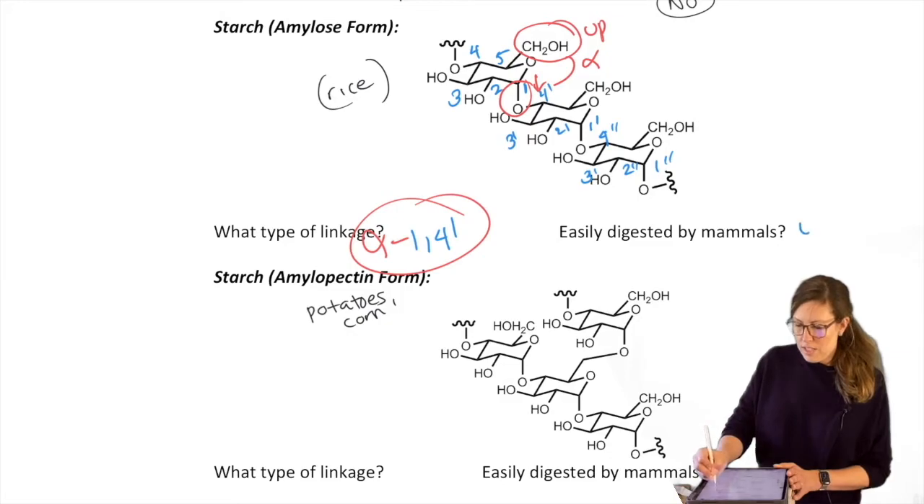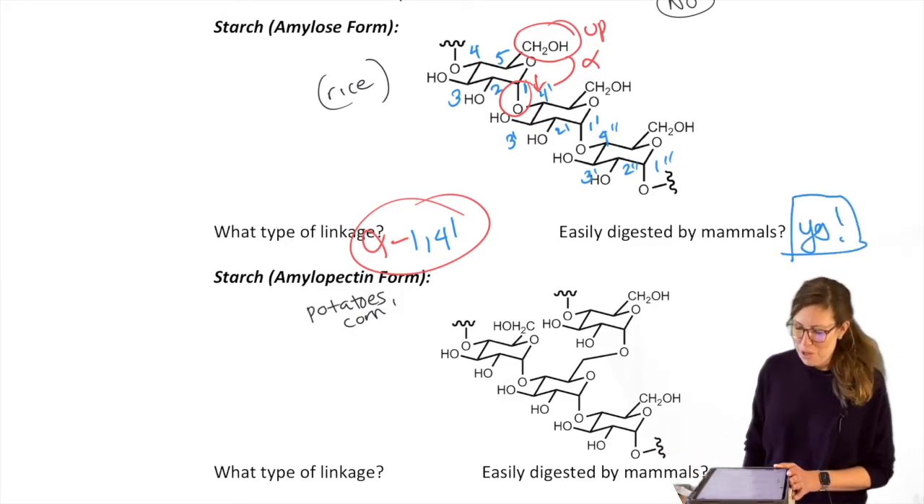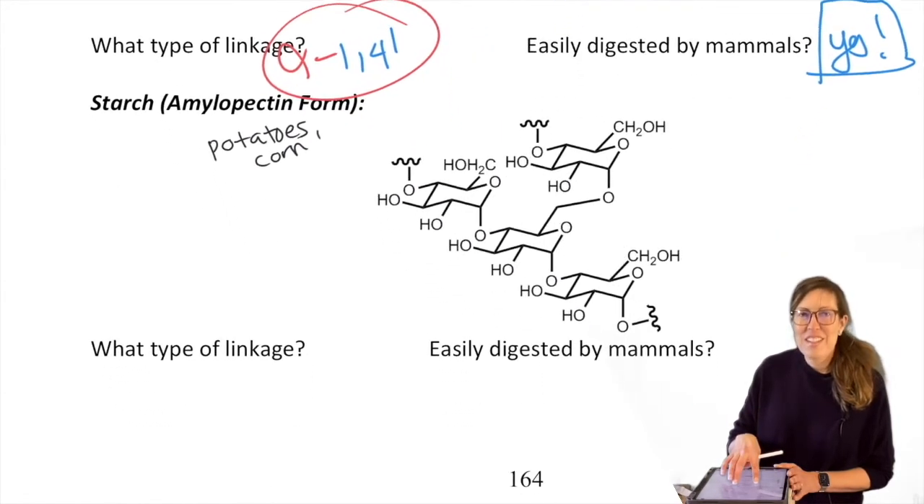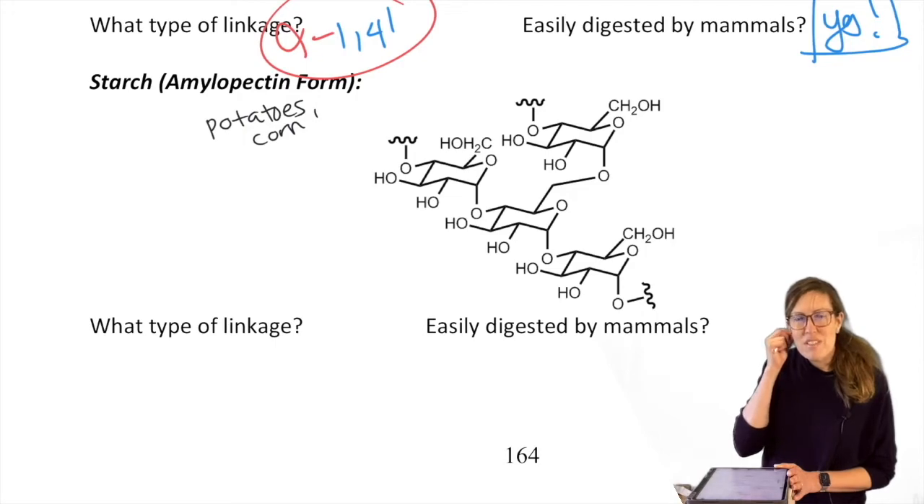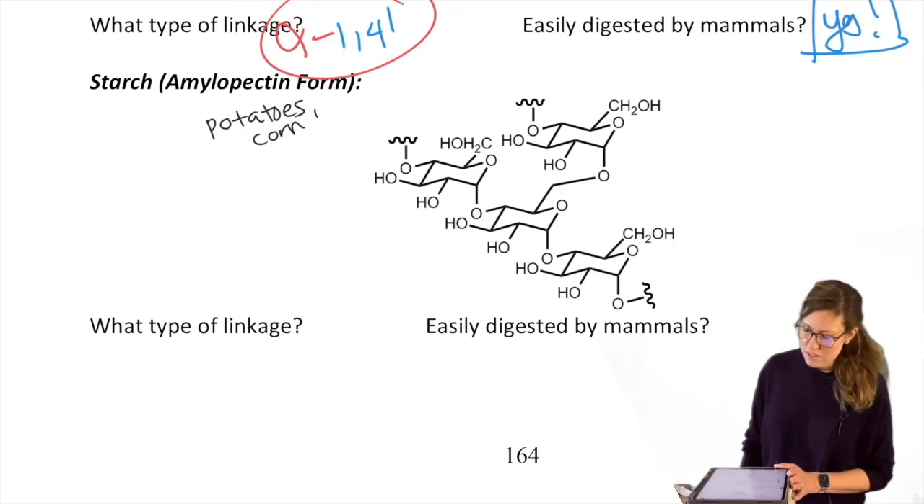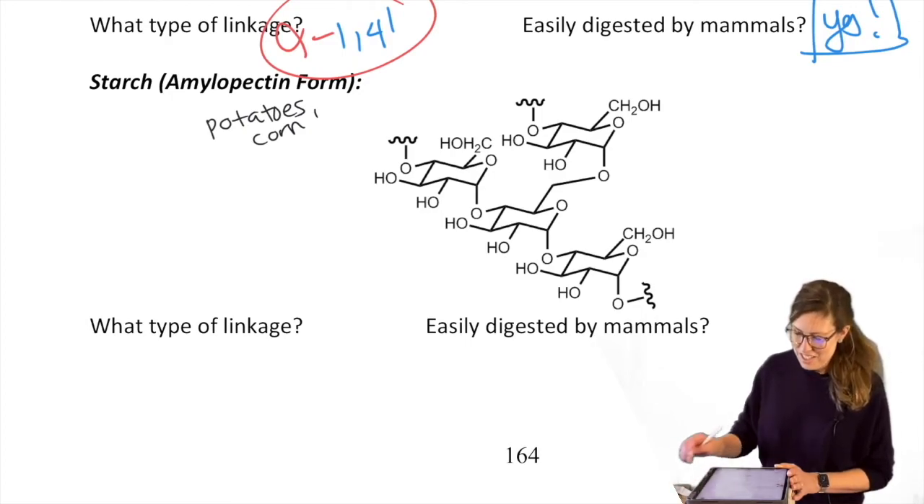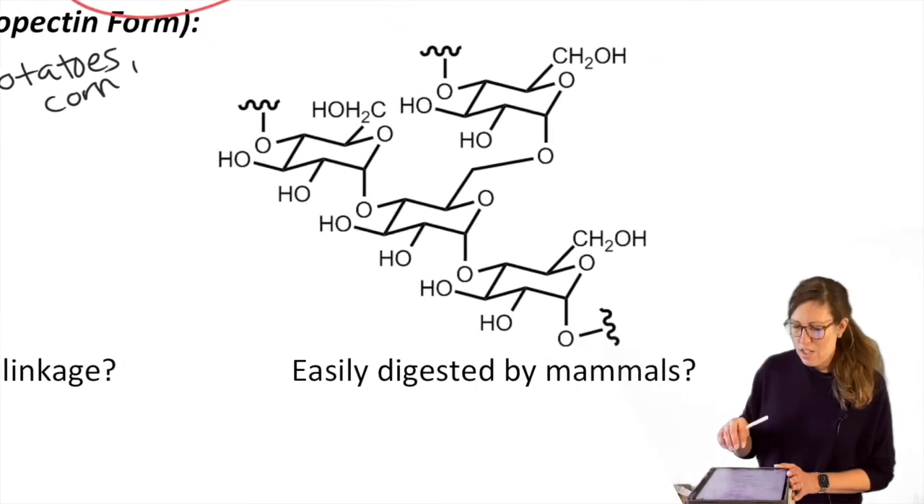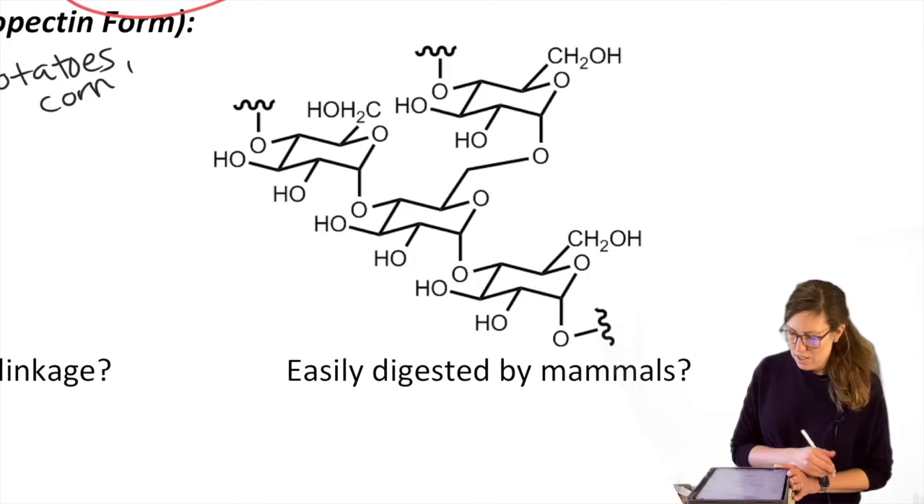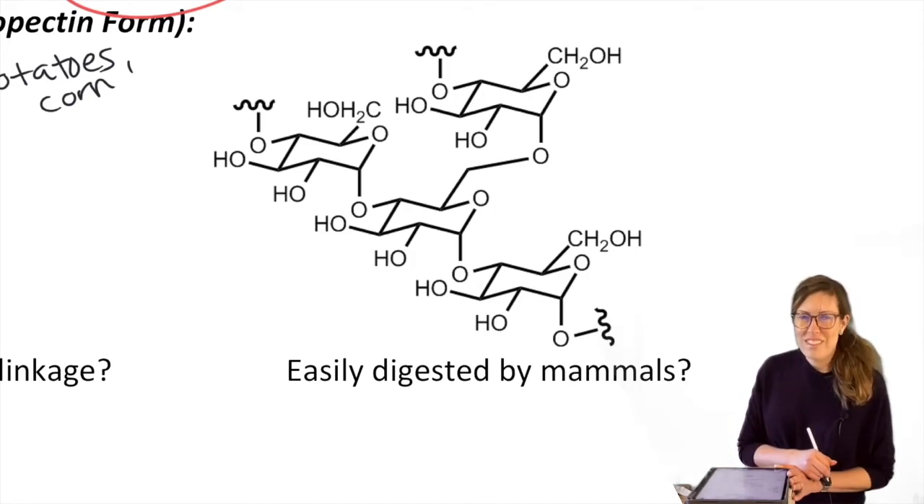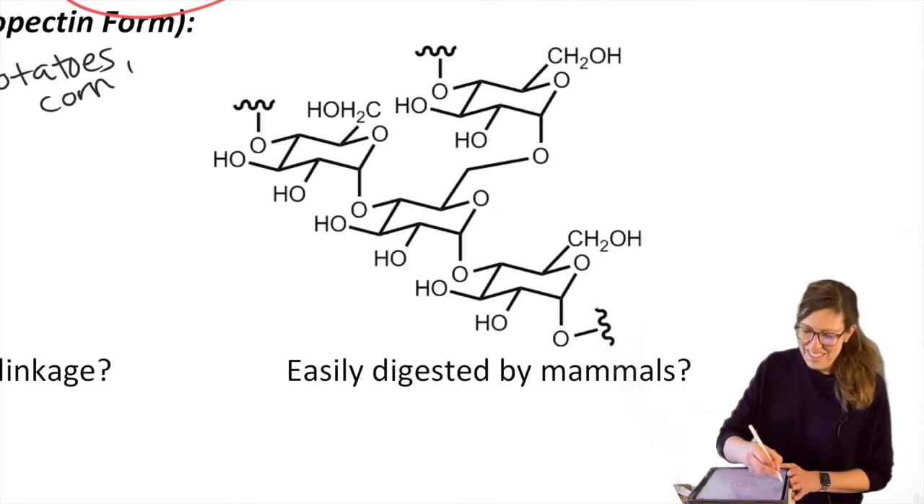So yes, we like to eat rice. It usually doesn't cause a problem. How about potatoes? Good timing for Thanksgiving coming up. Sweet potatoes, mashed potatoes, corn, all of these things. You can draw this structure on your napkin at the dinner table. Impress everybody.